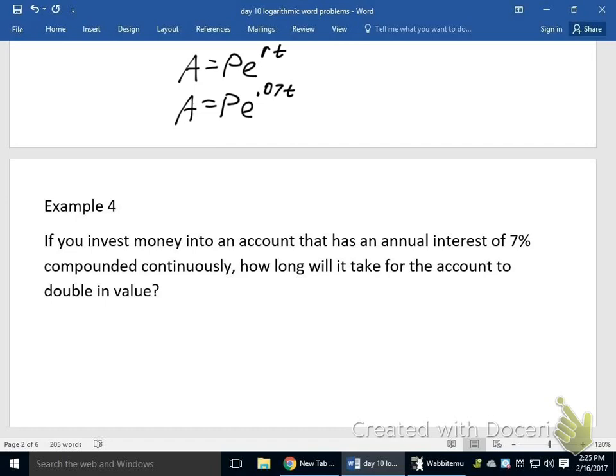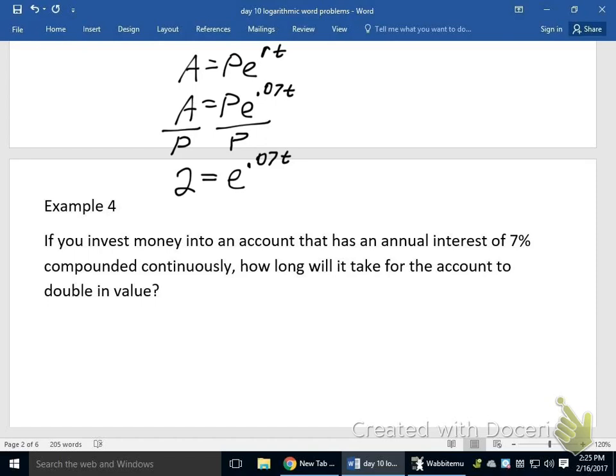Now, even though it doesn't give us A and P, it's wanting us to give time. We can actually know that if I were to divide by P right here, I would get a 2 on the left-hand side. The reason is it said it wants to know when the account will be doubled in value. So the amount in the account will be double what the principal would be. No matter what P is, when I divide it out, it would be a 2 because we're doubling the value.